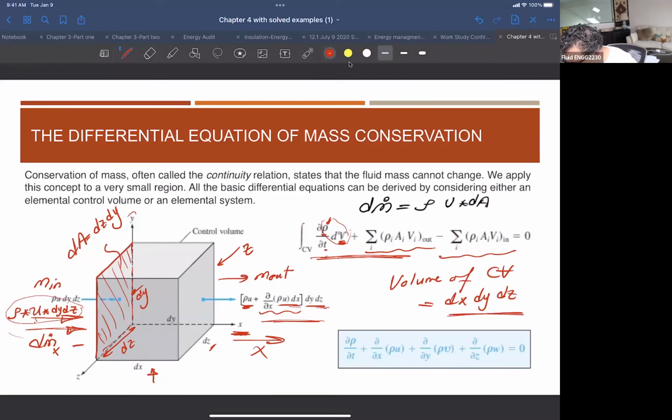Okay, look at this equation here. It is d rho by dt, d by dx of rho u, plus d by dy of rho v, plus d by dz of rho w, equal to 0, because I put everything on one side of the equation. This equation represents the conservation of mass, but now in the differential form.